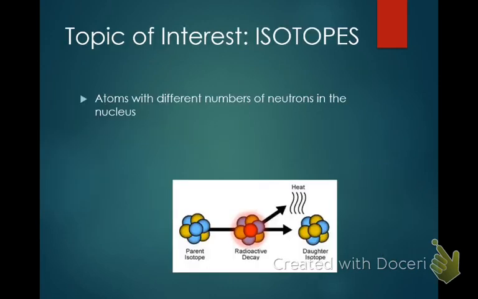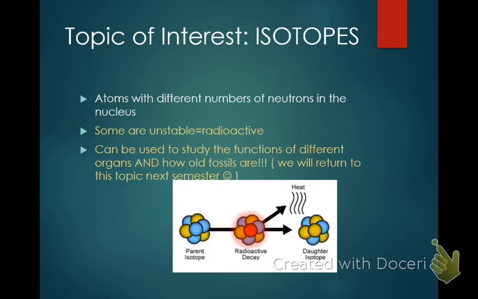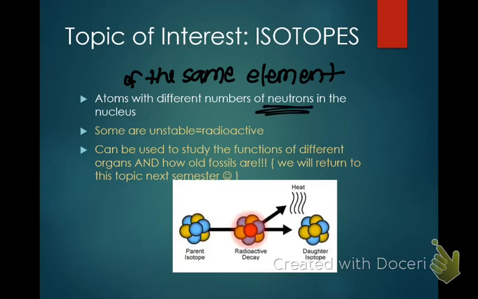So isotopes, there's something you'll talk about a bit more in chemistry, but they're really just the same atom with a different number of neutrons in the nucleus, okay? These are really the atoms that you think of that are radioactive, and they can be used to study the functions of different organs and how old fossils are, like carbon dating, for example. And we will talk more about this topic next semester. But just so you know, the only difference for isotopes is that it is an atom of the same element, but with a different number of neutrons, okay?